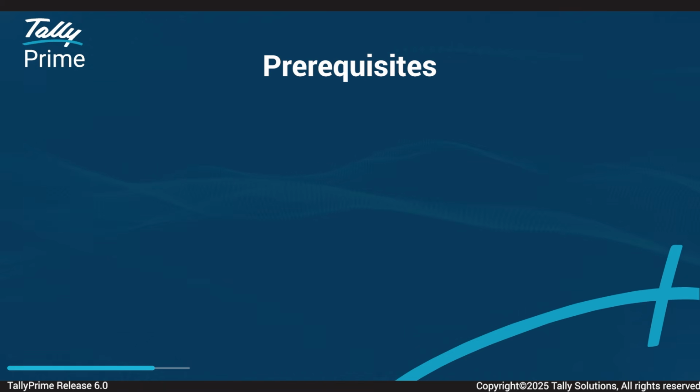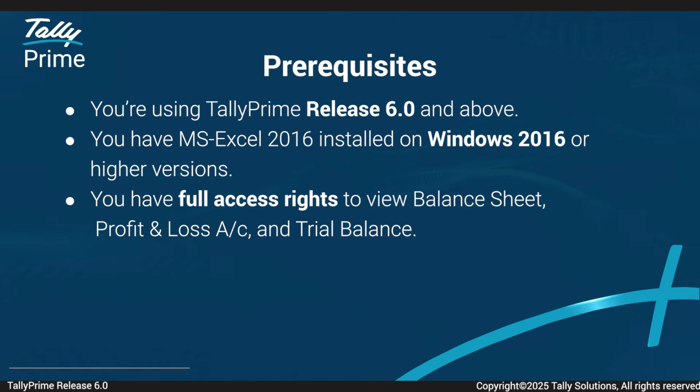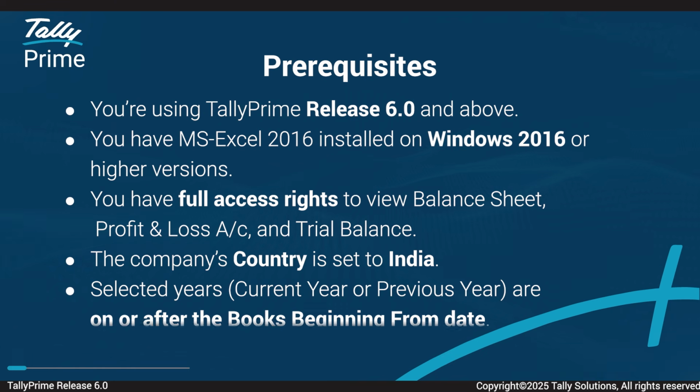Ensure that you fulfill the necessary prerequisites before using the add-on. You're using TallyPrime Release 6.0 and above. You have MS Excel installed on Windows 2016 or higher versions. You have full access rights to view balance sheet, profit and loss account, and trial balance. The company's country is set to India. Selected years, current year or previous year, are on or after the books beginning from date. Once all that's in place, you're ready to start.